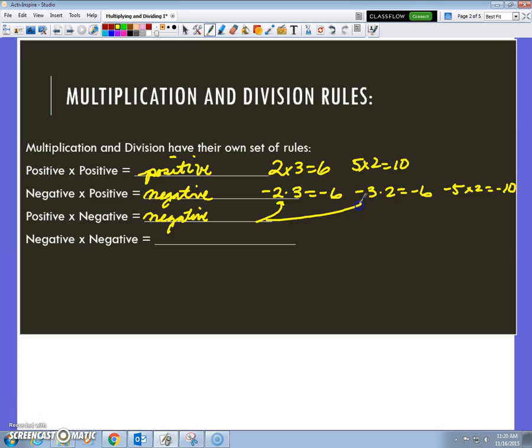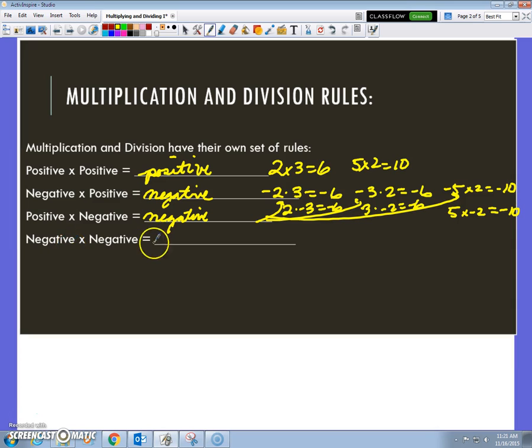So these are the same kind of rules here. If I just put the negative on the 3 instead of the 2, it would also be negative 6. Or if I did 3 times negative 2, it's negative 6. Or if I did 5 times negative 2. As long as there's one positive and one negative, in multiplication or division, it'll be a negative outcome.